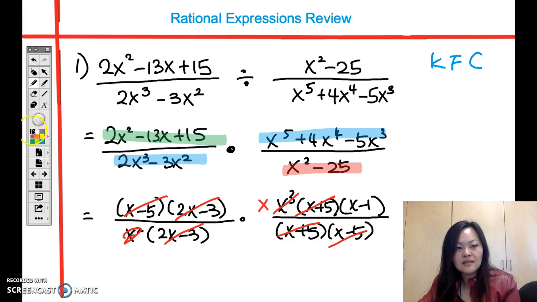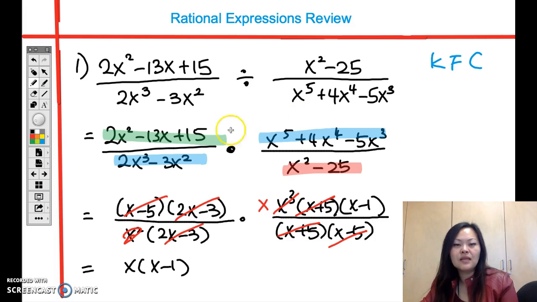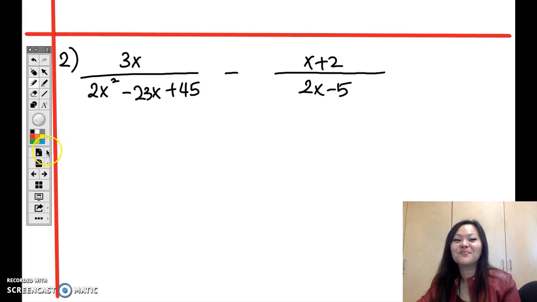So what is my answer? Very simple. On top, I only have x times x minus 1. At the bottom, I have nothing left, so you're not going to put over 1. You're just going to leave it like this. So for this question, let's just assume that everything is defined. And so I'm not going to make you go through the trouble of telling me what x is not equal to on this one for this time. Okay? All right, let's move on to question number 2.